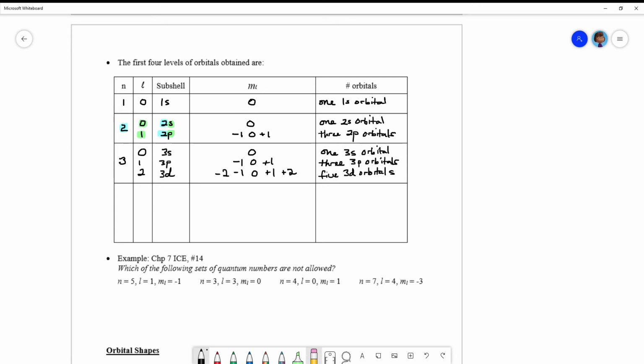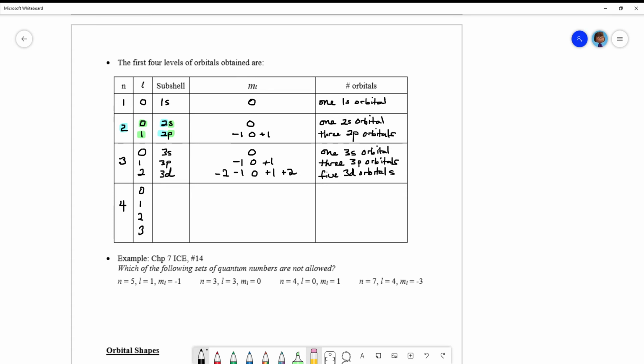Okay, let's do one more level. And obviously you can keep going on your own if you want. You can do 5 levels, 10 levels if you want. We're going to stop at n equals 4. So in n equals 4, the allowed L values are 0, 1, 2, and 3.